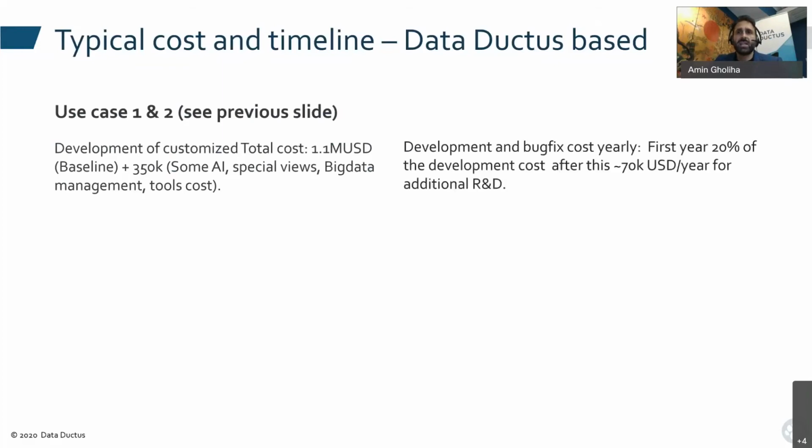And timeline calendar. Yeah, let me talk about the bug fix yearly. The first year, commonly after deployment and validation, it will cost around 20% of the development costs. And after this, it will be very reduced because of our know-how and our architecture knowledge.